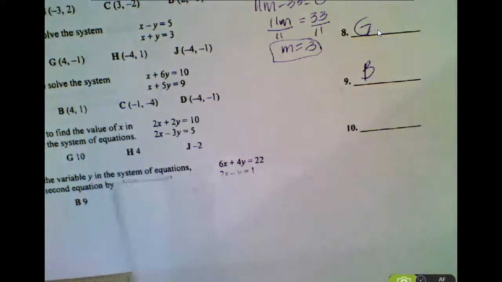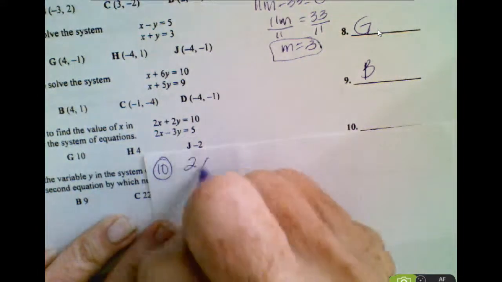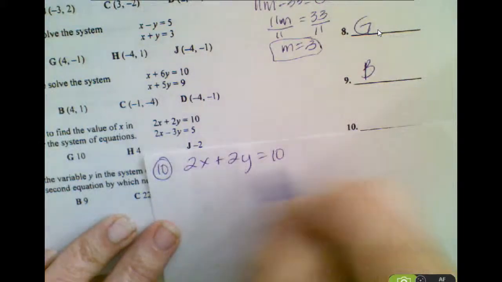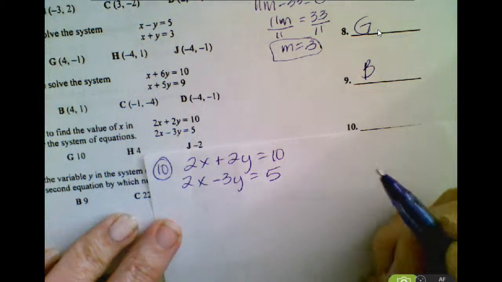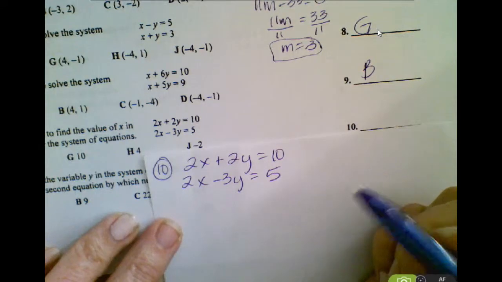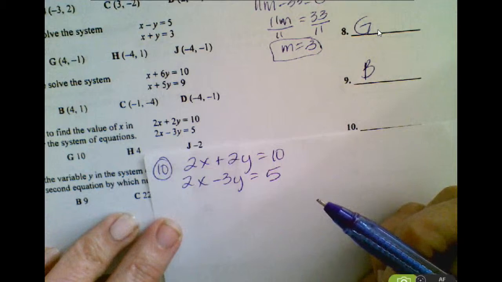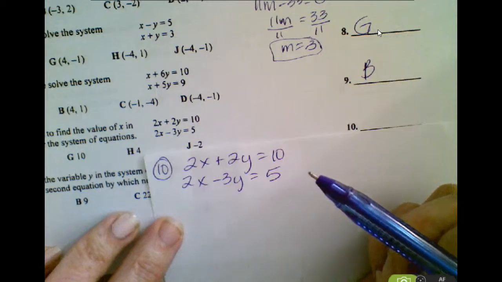Brian. Okay, use elimination to find the value of x in the solution of the system of equations. So this is number 10. 2x plus 2y equals 10. 2x minus 3y equals 5. So, do any of your variables cancel, Brian? Yeah. The x. Do they? What's 2 plus 2? 4. Oh, the y. What's 2 minus 3? Negative 1. If they cancel, what do they have to add up to? 0.